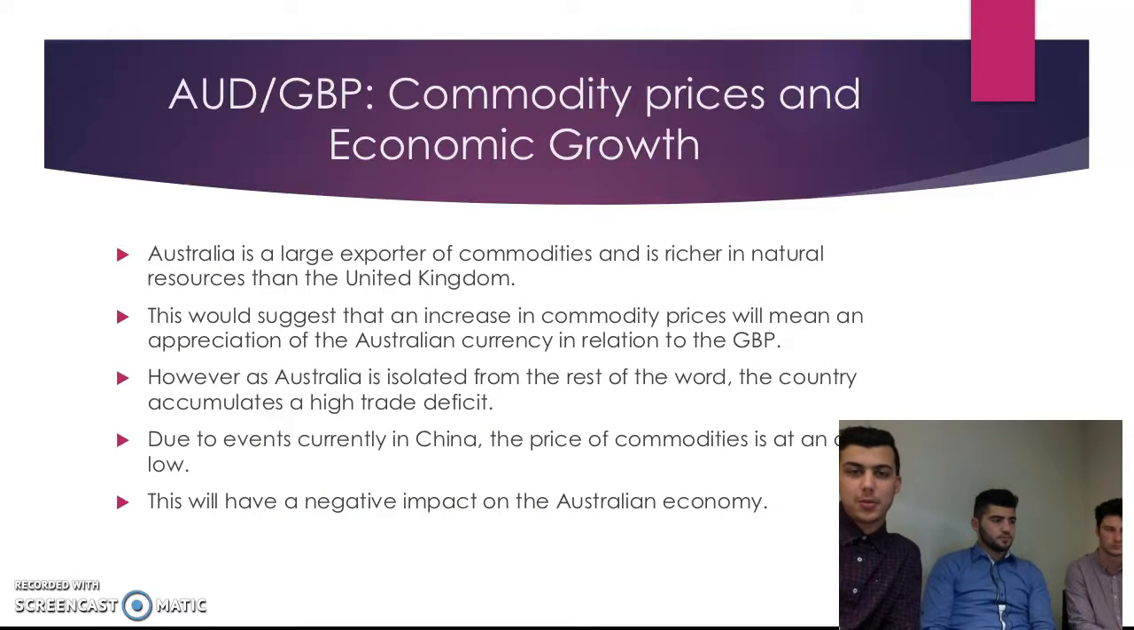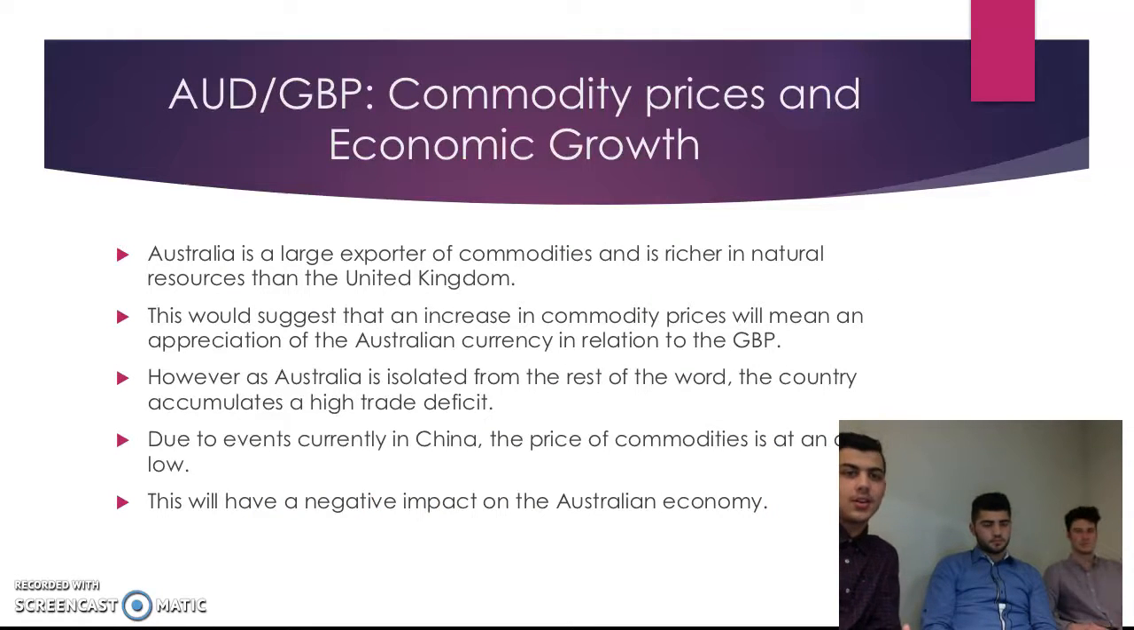So now we'll look at commodity prices and economic growth. Australia is a large exporter of commodities and is richer in natural resources than the United Kingdom. This would suggest that an increase in commodity prices will mean an appreciation of the Australian currency in relation to the pound. However, as Australia is isolated from the rest of the world, the country accumulates a high trade deficit. Due to events currently in China, the price of commodities is at an all-time low, which will have a negative impact on the Australian economy.